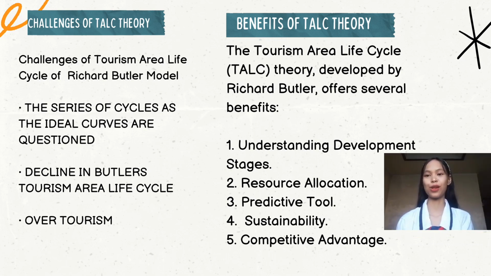Good day, sir. I'm George Anino Surima, and I'm about to discuss the challenges of the tourism area life cycle of Richard Butler's model. First is that the series of cycles as the ideal curve is questioned. The shape of the curve is open to argument, in which a destination may not follow the original model that passes through every stage. It may skip one or more stages during its development.